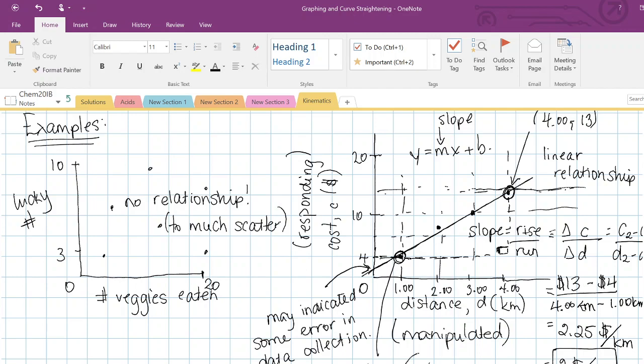So always your manipulated variable is going to be on your x-axis, your responding variable is going to be on your y-axis. Now we've plotted our data here. Notice that we're using nice numbers, right? So 1.0, 2.0, 3.0, 4.0 on the x-axis. We're using 4.